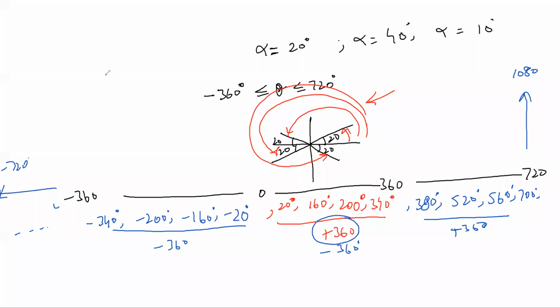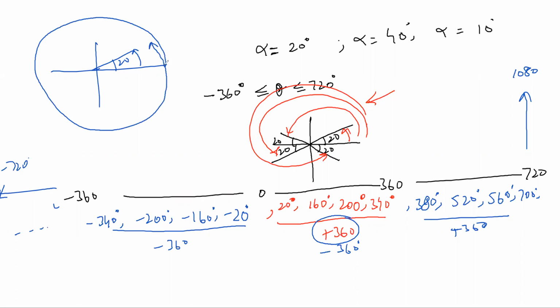I hope you are clear why we added 360. When this was simply here, this was the 20 degrees. When you go all the way around to this again, this means there is 360 up to it, and then there is plus 20. That is why you are adding 360. So that is how you're going to switch between the basic angles and the general angles.